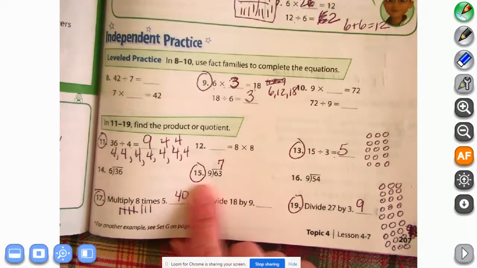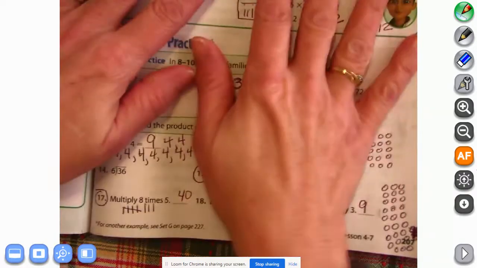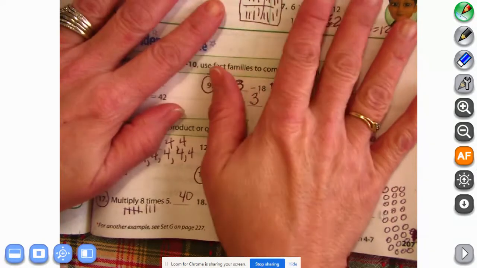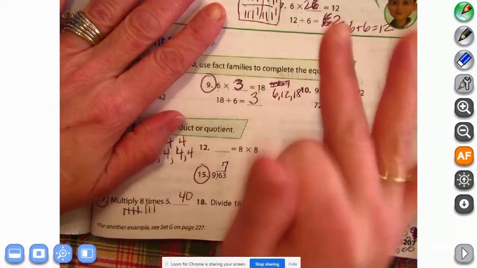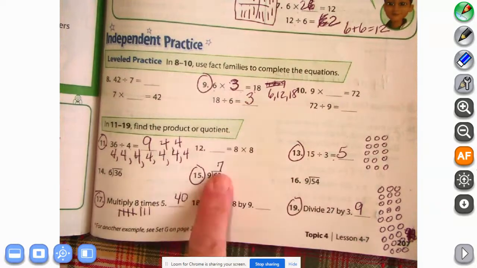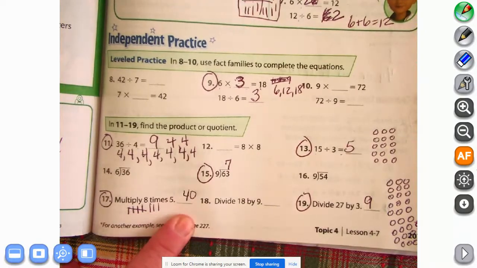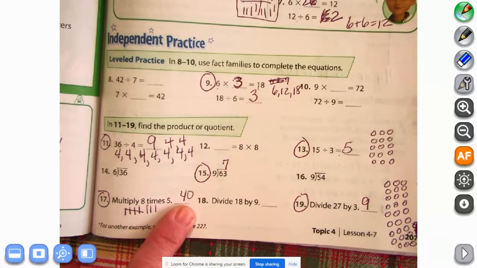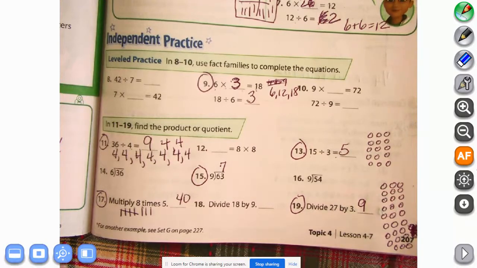Number 15, 9 times 7 equals, so we can just do our little nines trick to make our hands look like 6. 5, 6, and we're going to put that 7th one down so that this says 63. So now I know that this one down here, number 7, is my answer. Okay, number 17, multiply 8 times 5. So I just skip counted by 5 8 times, and you get to 40. Divide 27 by 3s. So we're just listing out the 3s, and there are 9.